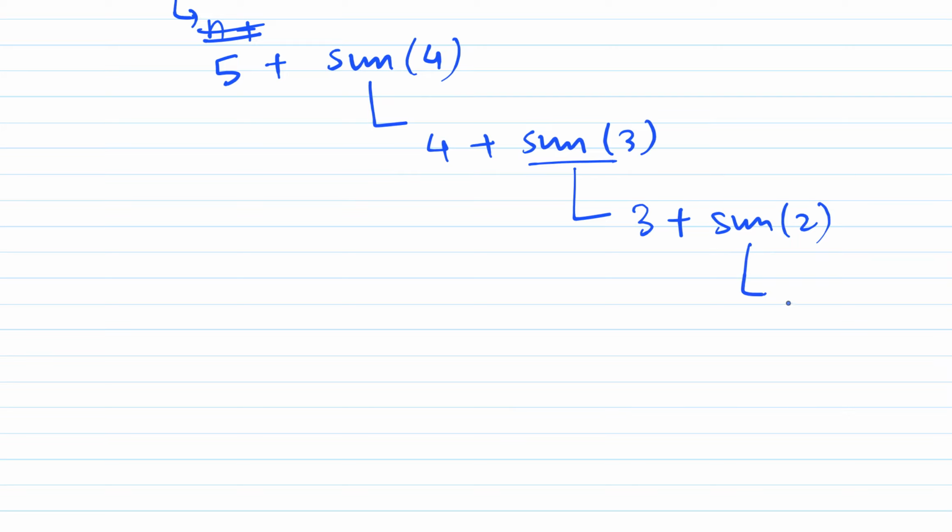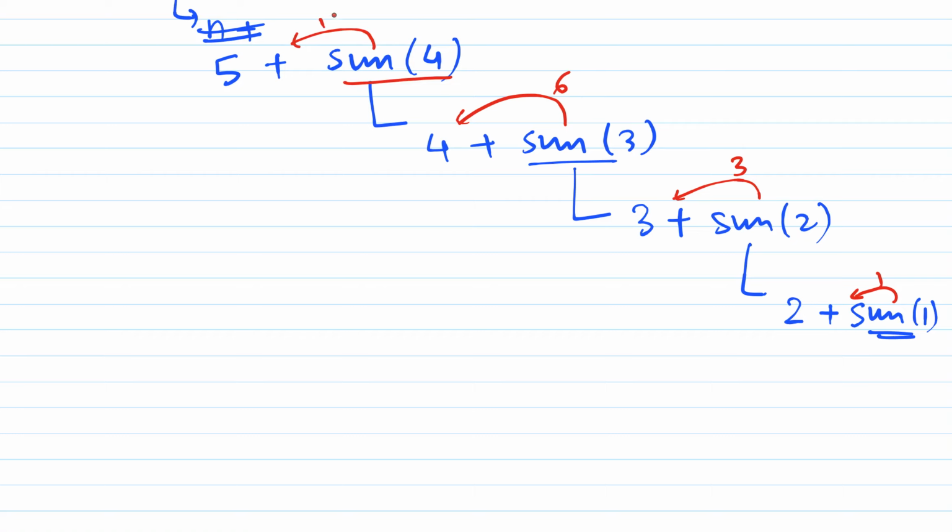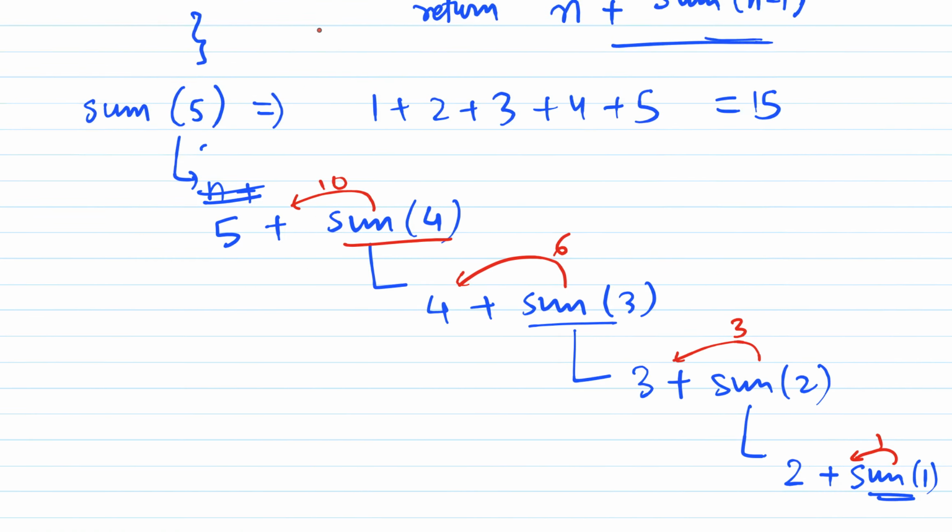Again, this is not a base case, so it will call 2 plus sum 1. Now when this is called, it will return 1. This is the base case, so it will return 1. So this sum is 3, so it will return 3 here. Now this complete thing is 6, so it will return 6 here. 6 plus 4, 10. So 10 is returned by this, and this 10 is added to 5, and this function finally returns 15.